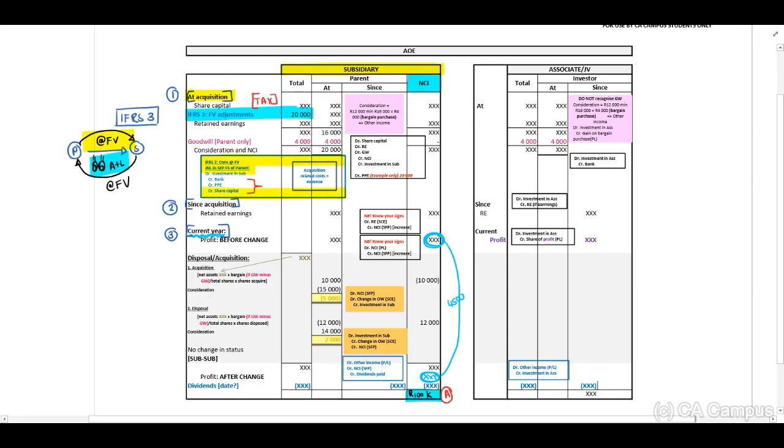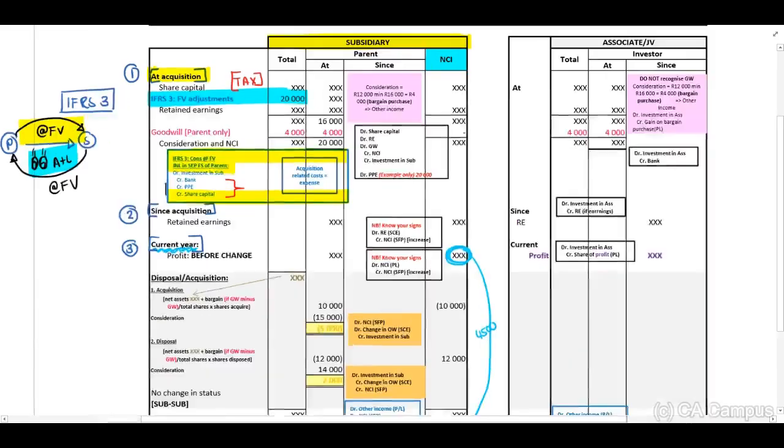the parent's separate financials. In your parent's separate financials, when your parent purchases the shares, your parent will debit the investment in the subsidiary. This is an asset that increased. Remember guys, we are busy in the separate financials of the parent. Credit bank, PPE, share capital, and so forth. Guys, you need to read how the parent will pay for the shares. Important, you need to read.